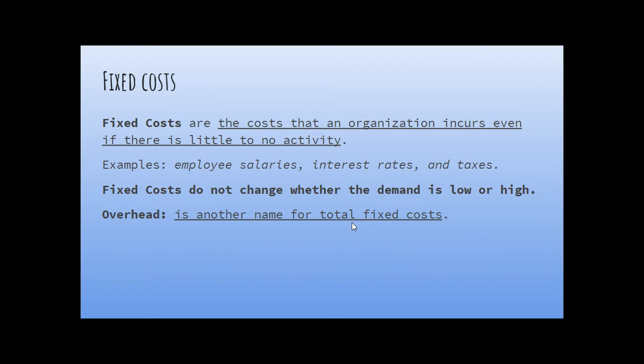Some examples of fixed costs are employee salaries, interest rates, and taxes. The reason why they're examples is because of the definition: costs the organization incurs with little to no activity. Employee salaries, interest rates, and taxes do not change. For example, if they have 1 employee or 10 employees, they agree to pay their employees $10 an hour. That price does not change. They pay every employee the same amount per hour.